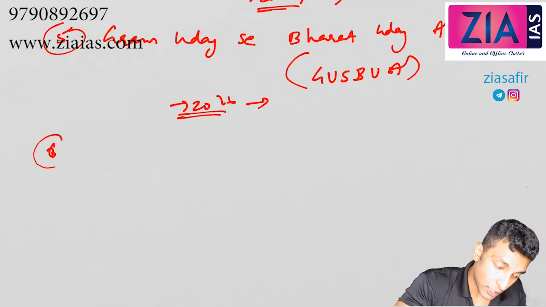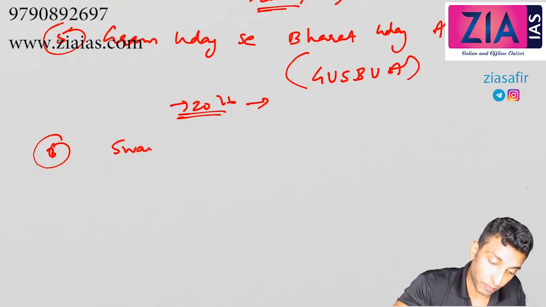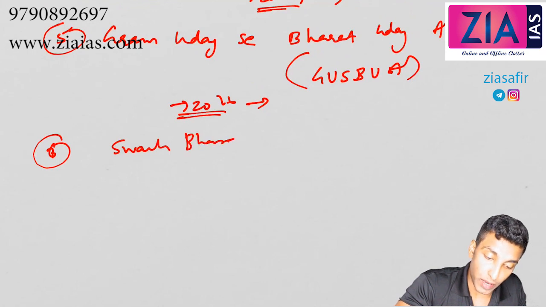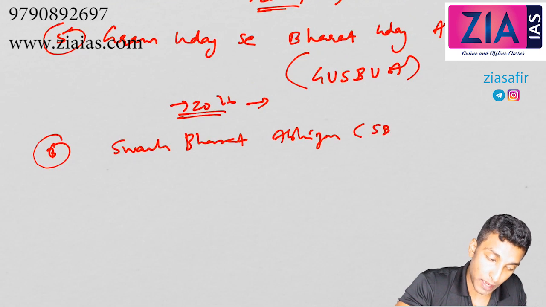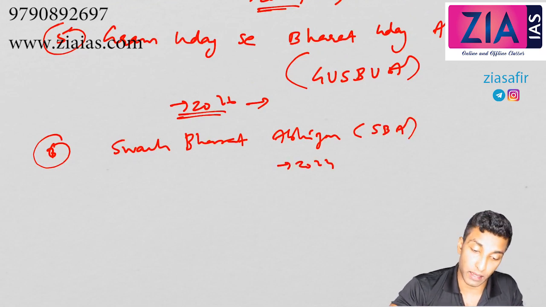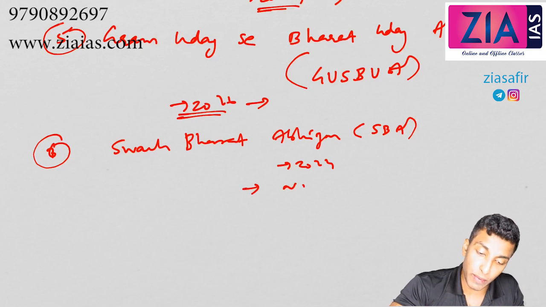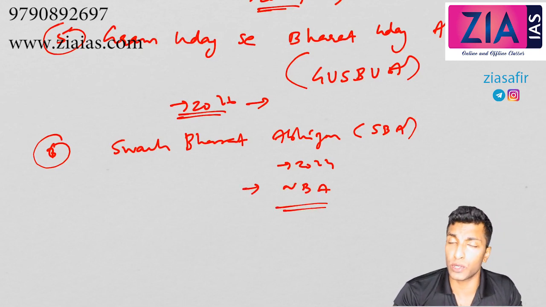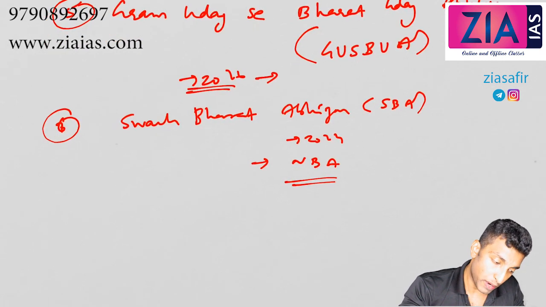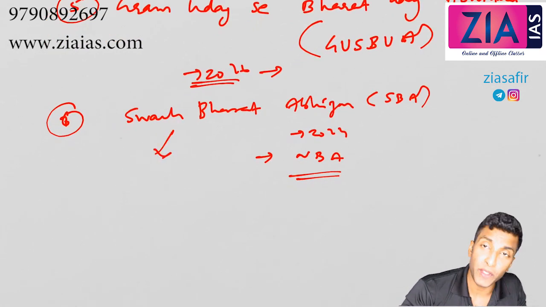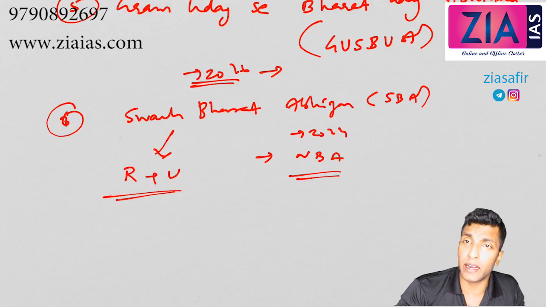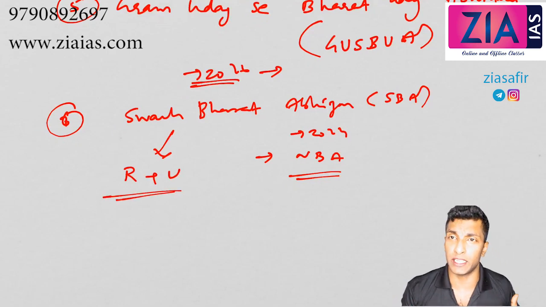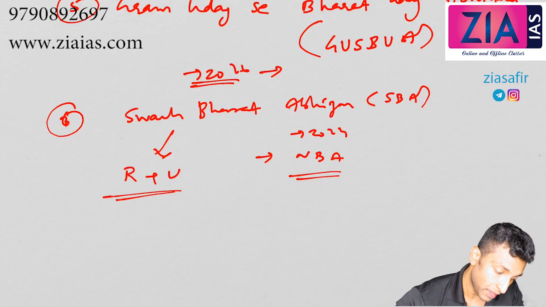So the sixth one, Swachh Bharat Abhiyan. SBA was initiated in 2014. Earlier there was Nirmal Bharat Abhiyan, where the only focus was on toilets in rural areas. But Swachh Bharat Abhiyan covers rural plus urban, and not only toilets. Waste management and many other aspects are included.